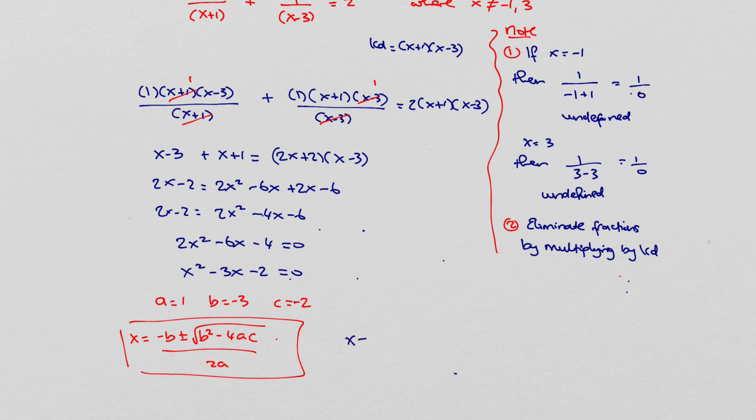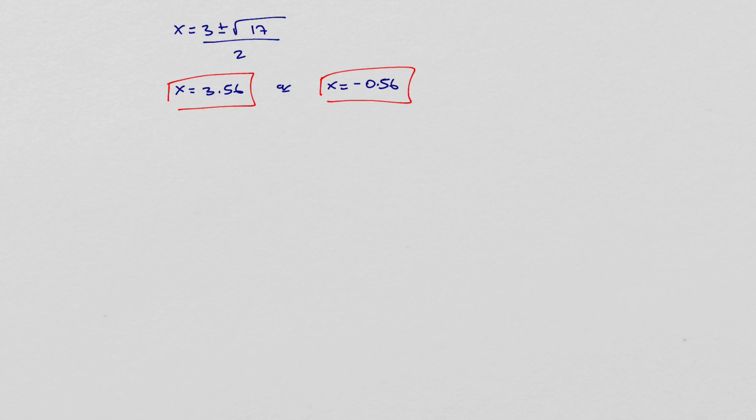Then that gives me x is equal to minus 3 plus or minus the square root of b squared minus 4 times a times c all over 2a. So I'll go on to the next page there, and that gives us x equals 3 plus or minus the square root of, so we have 9 plus 8, which is root 17, all over 2. And corrected to 2 decimal places then gives us 3.56 or minus 0.56. So there are 2 roots of our equation.